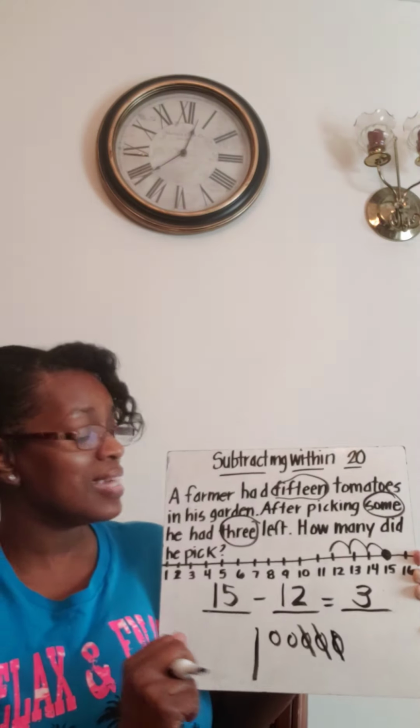Okay? Then we could also do it in our head. We could put 15 in our head, okay? And then hold up 3 because he had 15 tomatoes. And then he picked some, but we know he had 3 left, so we're going to count back. 15, 14, 13, 12. Okay? So that is how we did that one.